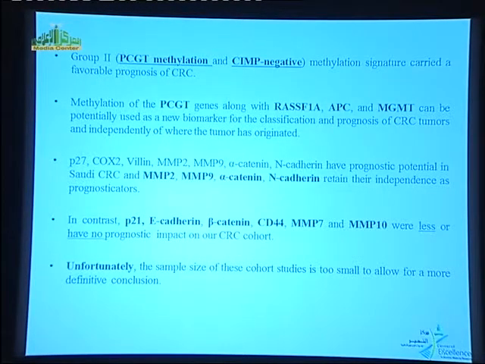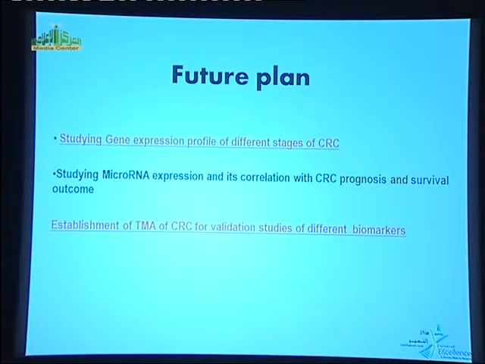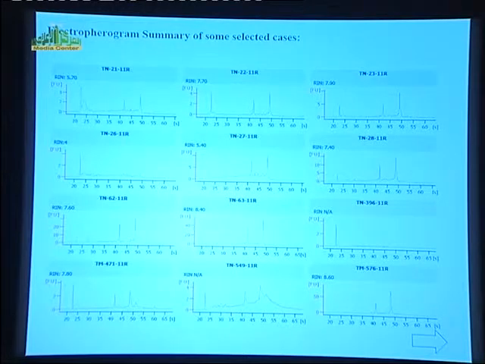Unfortunately, the sample size of this cohort study is too small to allow for more definitive conclusions, because the number is 120 samples, and this makes it necessary to increase the work in the future. Our future plan is to study gene expression, and this should have been the first study, but due to logistic delay, we are waiting for the shipments, and we have almost 65 fresh samples. All of them passed the quality control and are ready to be studied by gene expression with matched normal.